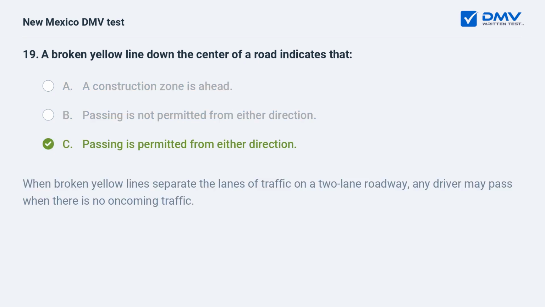C. Passing is permitted from either direction. When broken yellow lines separate the lanes of traffic on a 2-lane roadway, any driver may pass when there is no oncoming traffic.